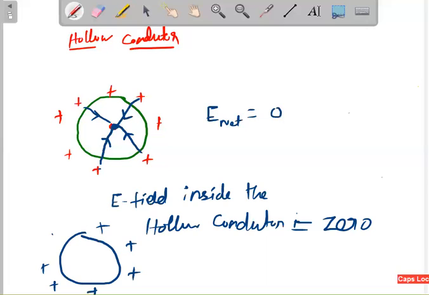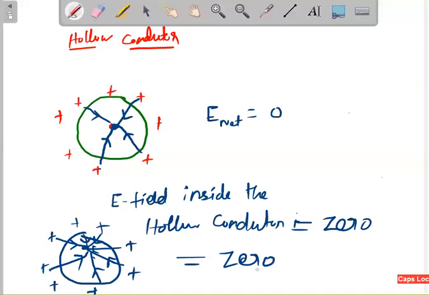My charges are here. If I stand somewhere else other than the center point, then what will happen? Again, here you will get an electric field like this, like this, like this. Your electric field will be there. Again, in this case also it is 0. In this case also it is 0. Electric field is 0.